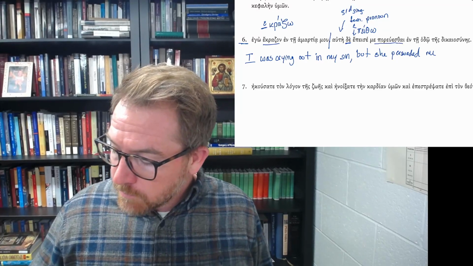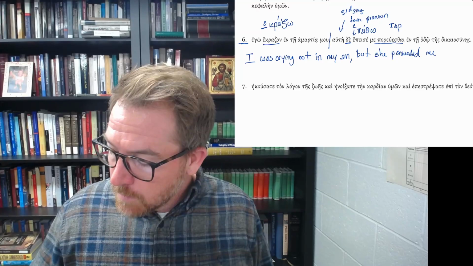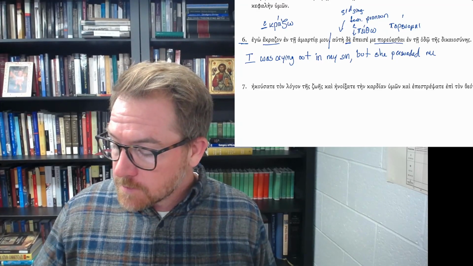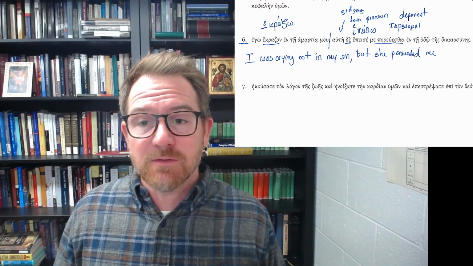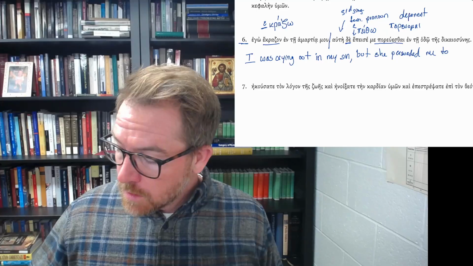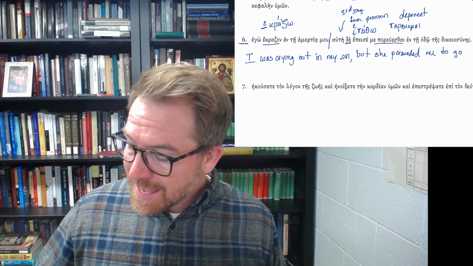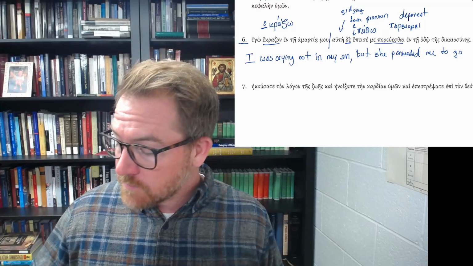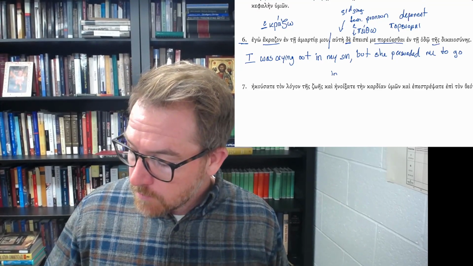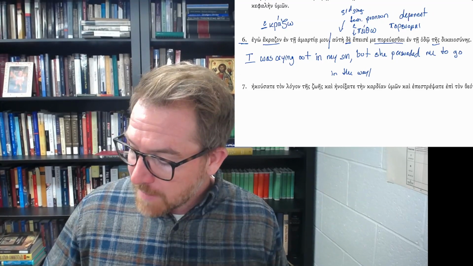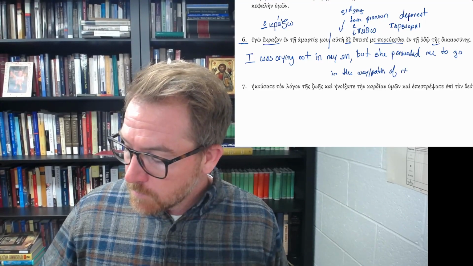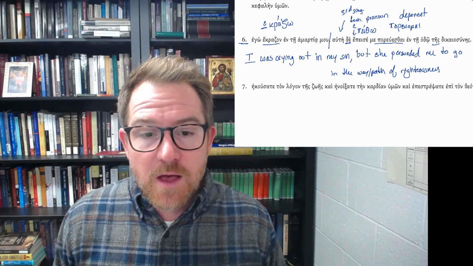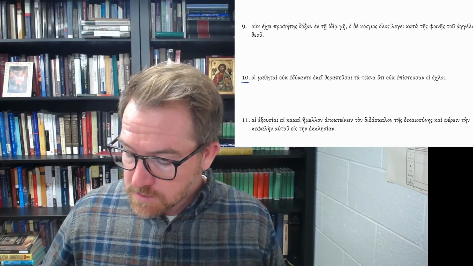Poreuesthai, from our verb poreuomai. And so this poreuesthai is actually a middle passive infinitive, but poreuomai is deponent, our old friend deponent. That is middle passive in form, but active in meaning. So poreuesthai is to go, to come, to go, en te hodo, in the hodos, way, road, path, tes dikaiosunes, of righteousness, genitive singular, in the way, path, however you want to translate it, of righteousness. So I was crying out in my sin, but she persuaded me to go in the path, the way of righteousness.